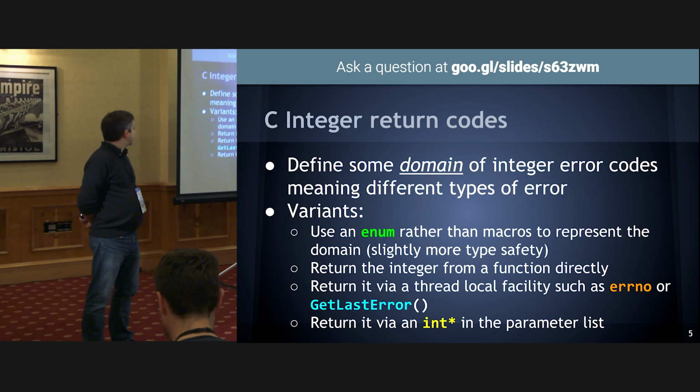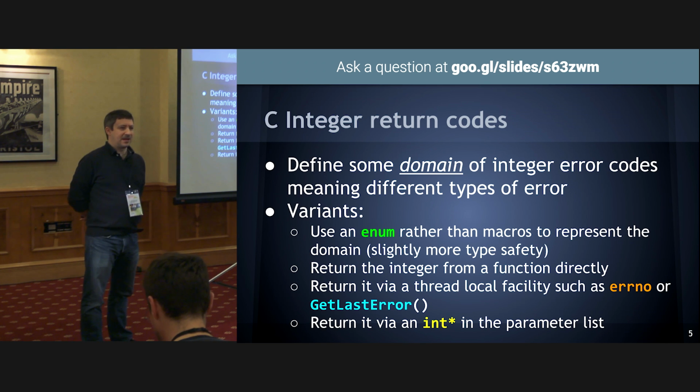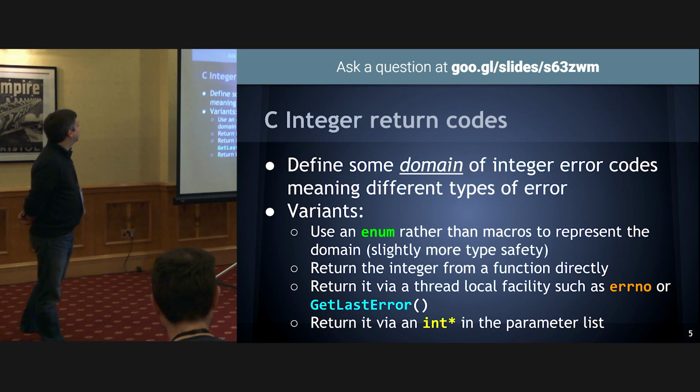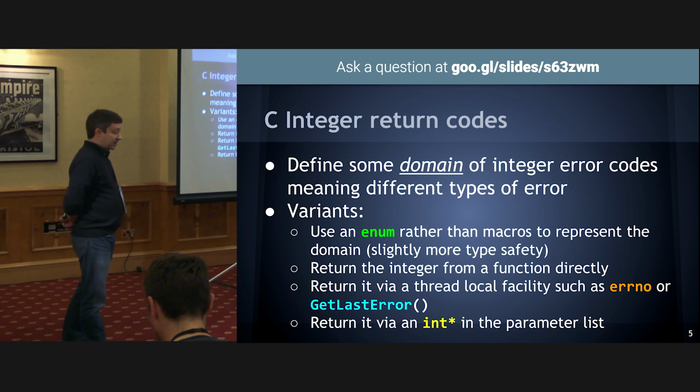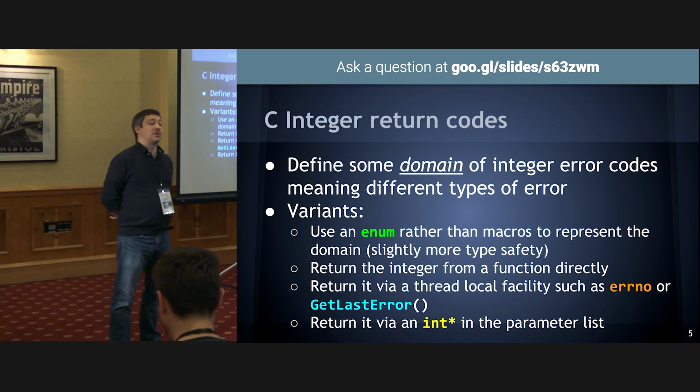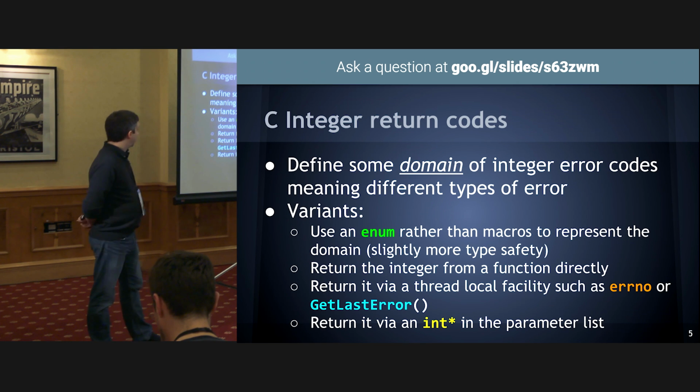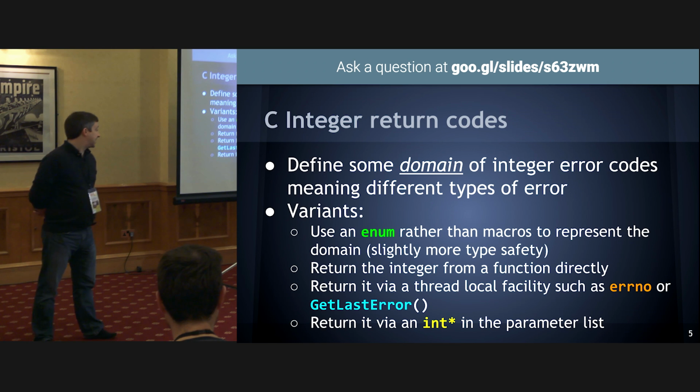Apparently errno isn't actually guaranteed to be thread local, and yet I can't think of any useful errno that wouldn't be, but apparently it's not actually guaranteed. And then, of course, the Windows equivalent is GetLastError. And then lastly, there are quite a few APIs that return error codes via an int pointer, just because I guess they're using the return code, or the return from the function, for something else.